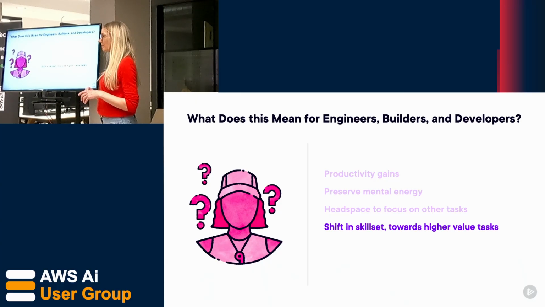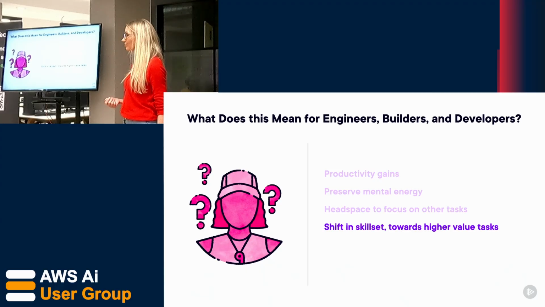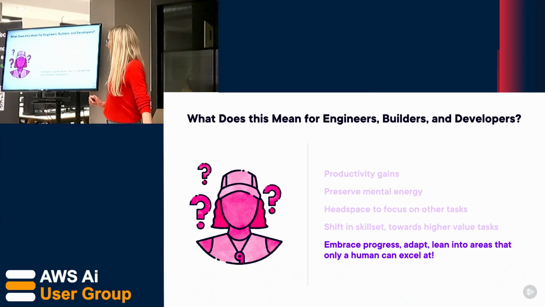And I think for a lot of us as techie people, we're going to become a lot more involved in the way that businesses are run, in translating business requirements into technical solutions. I think we're all going to become much more architects, maybe. And really, I think that the only option we have is to embrace progress and lean into the areas that only a human can excel at.